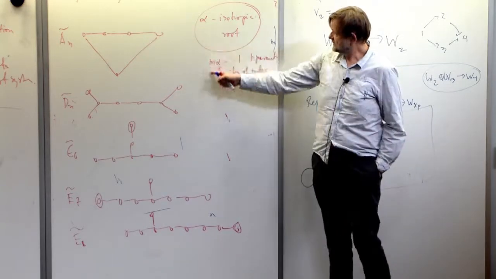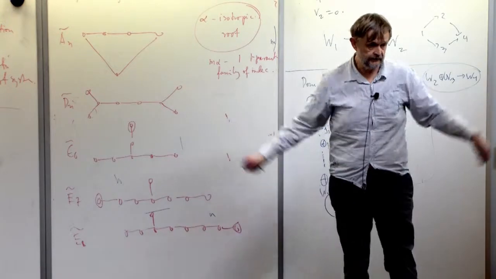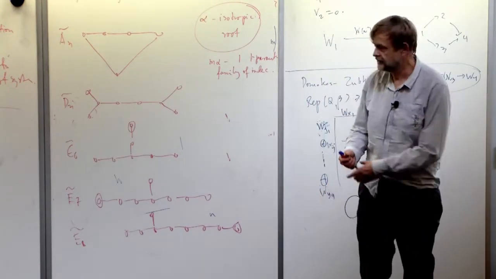So in multiples of one vector, you have one-parameter families. Otherwise, you have many others. But yeah, that's right.